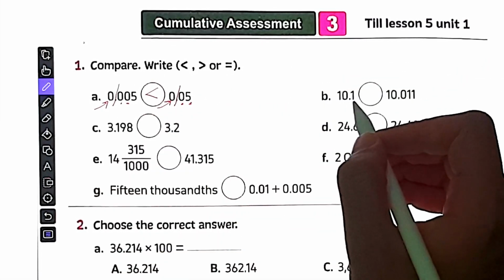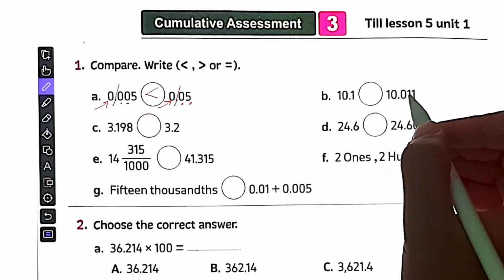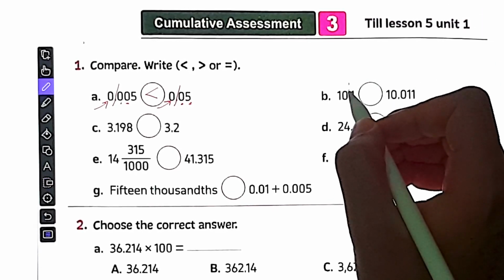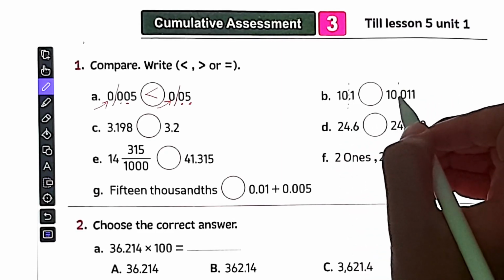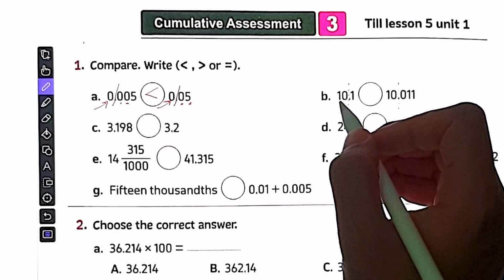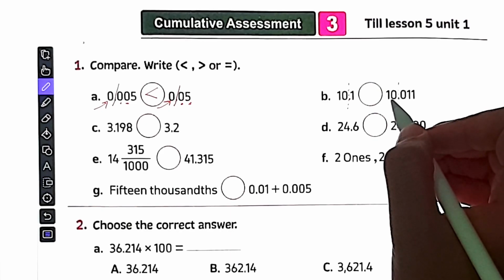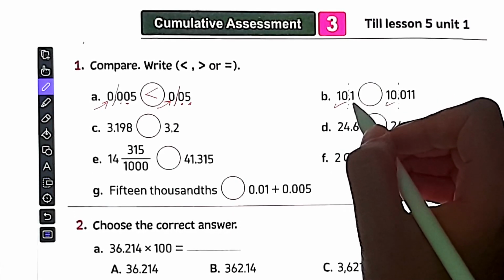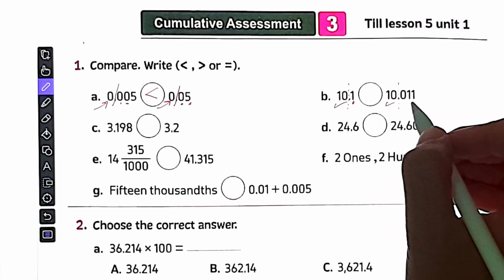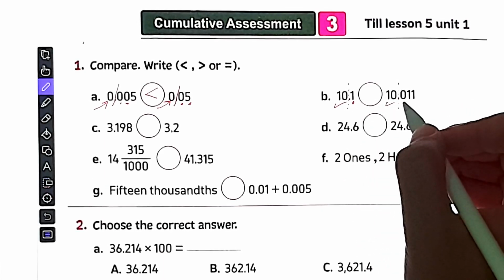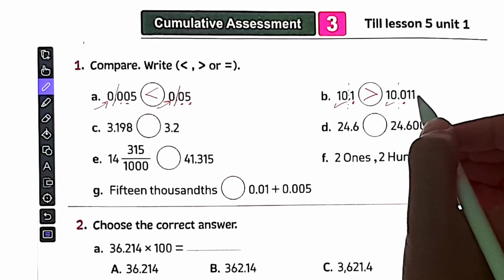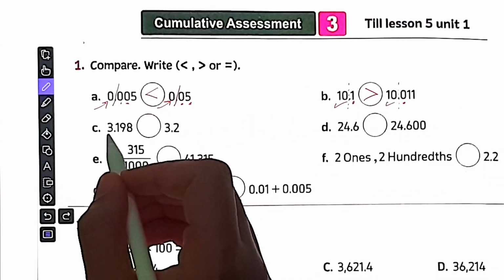Let's move to B. 10.1 or 10.011. I will cut from the decimal part here. The whole here is 10 and the whole here is 10, so they are equal. Let's move to the decimal. The first decimal digit is 1, but the first decimal digit here is 0, and we know that 1 is greater than 0.